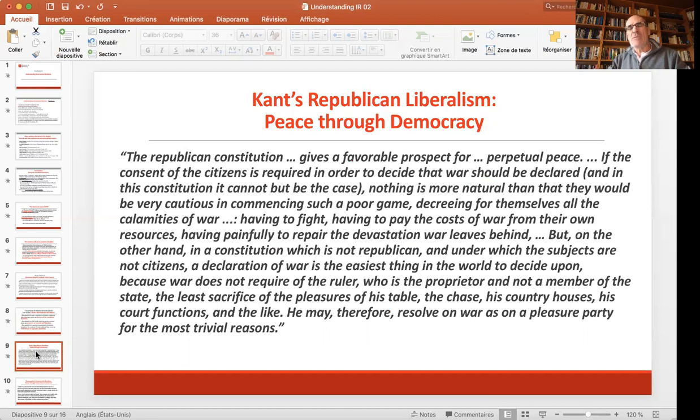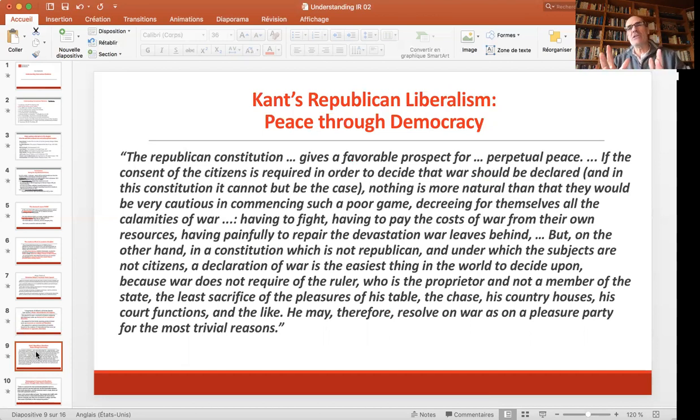Kant's Perpetual Peace sketch, published in 1795. According to Immanuel Kant, a republic, this is the term he used, he did not use the term democracy, but if we use contemporary language, what he called republic corresponds to nowadays liberal democracies, characterized by a separation of powers between the executive, the legislative, and the judiciary. According to Kant, republics or democracies are favorable to peace and to perpetual peace.